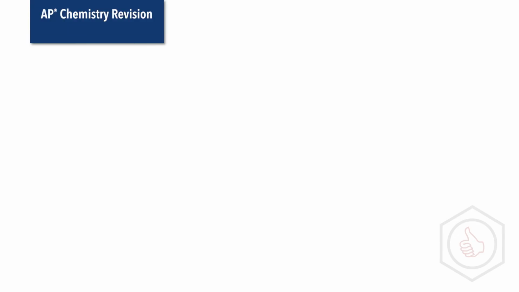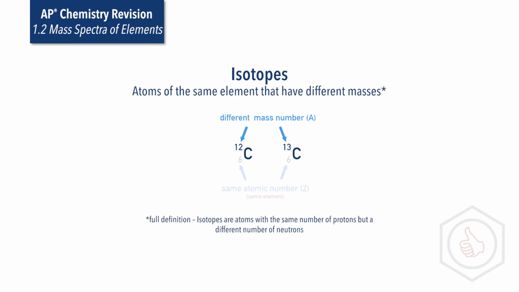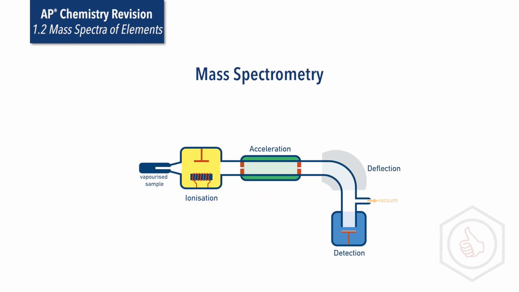Hello, so this is a revision video for AP Chemistry 1.2, Mass Spectra of Elements. Many elements in nature exist as mixtures of isotopes. Isotopes are atoms of the same element but with different masses. Mass spectrometry is a technique used to separate and measure the different isotopes in a sample of an element.